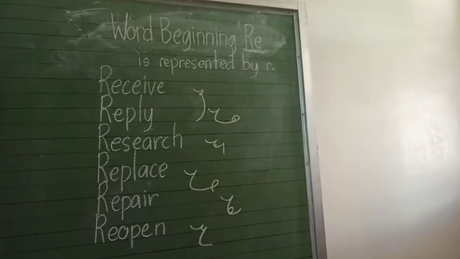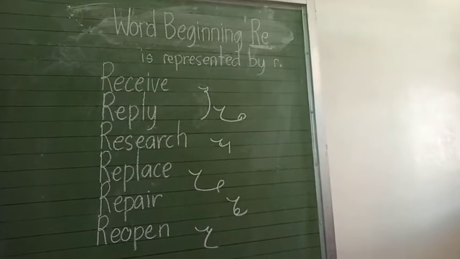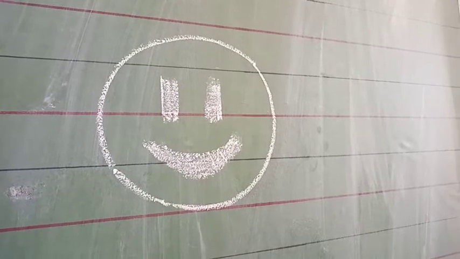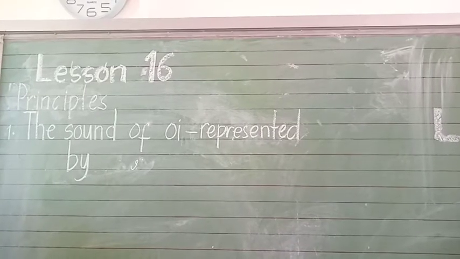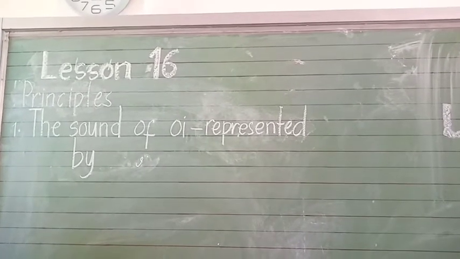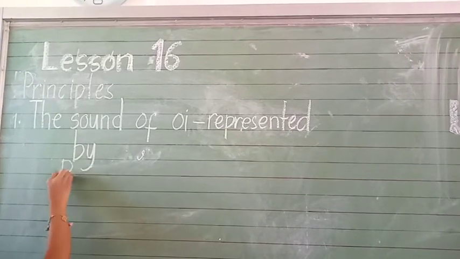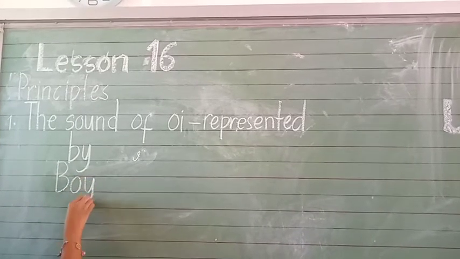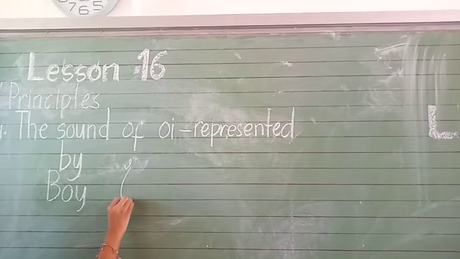These are, under principle number 4, the word beginning re is represented by R. In grade, lesson 15 was simple and very easy. Principle number 1, the sound of oi is represented by O and E. Example, boy is represented by B and oi.